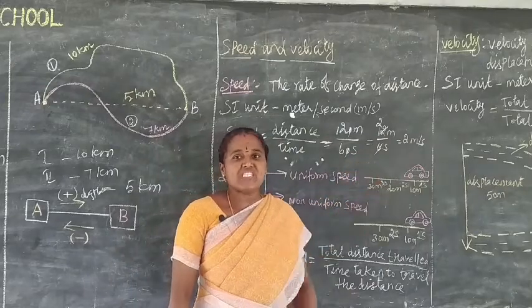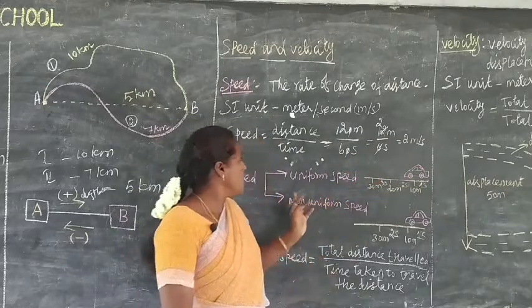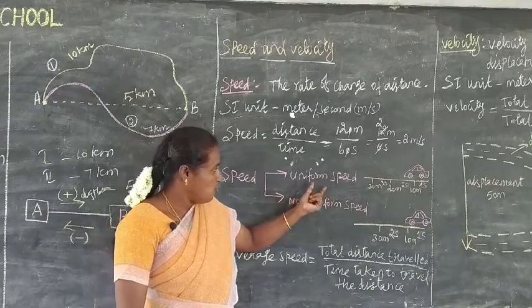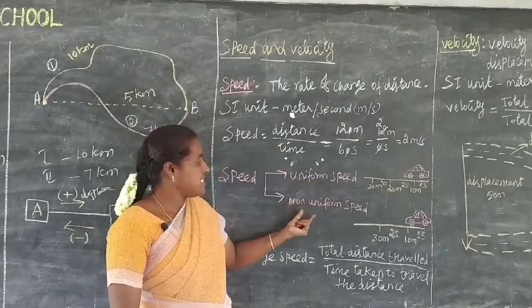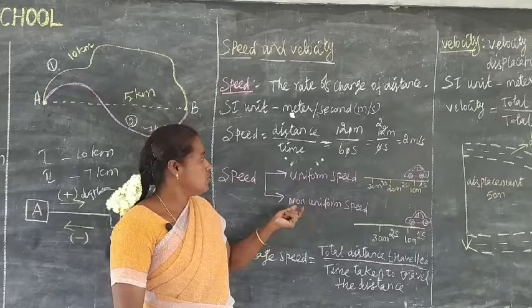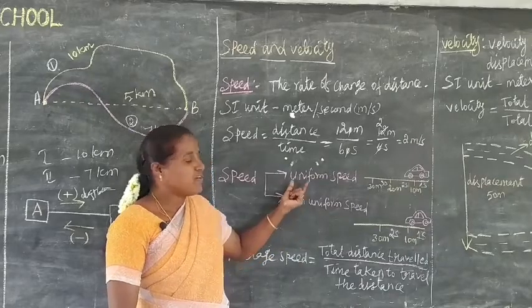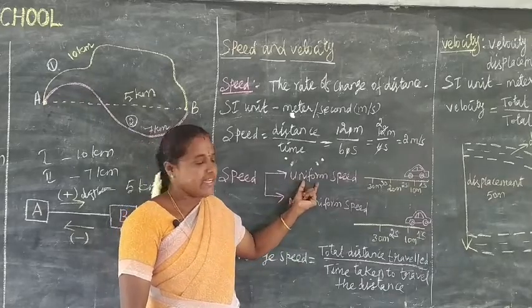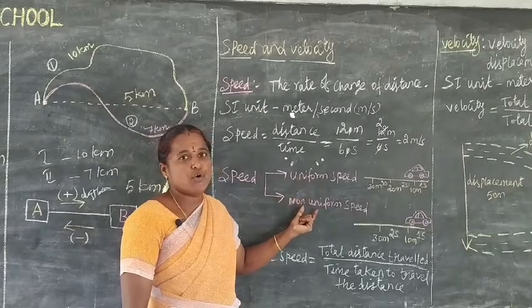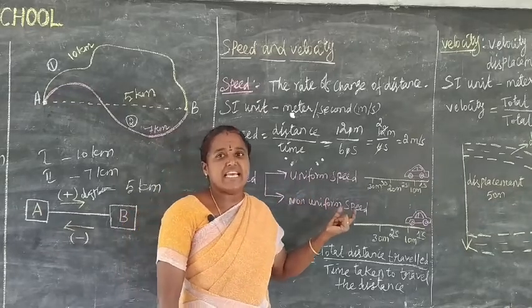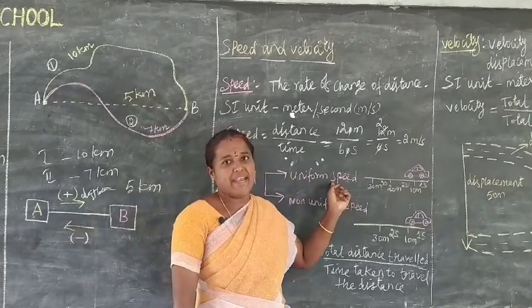Okay, we can classify speed into two types. First one is uniform speed. Second one is non-uniform speed. What are the two types of speed? First one is uniform speed. Second one is non-uniform speed. We will see uniform speed.